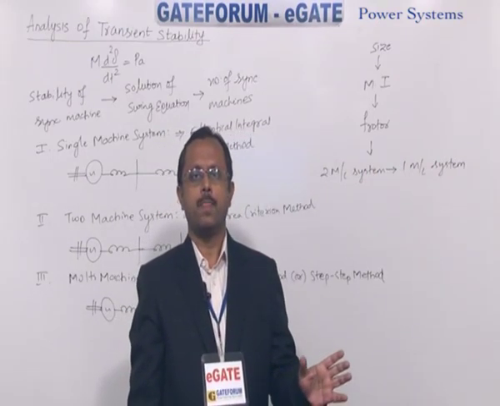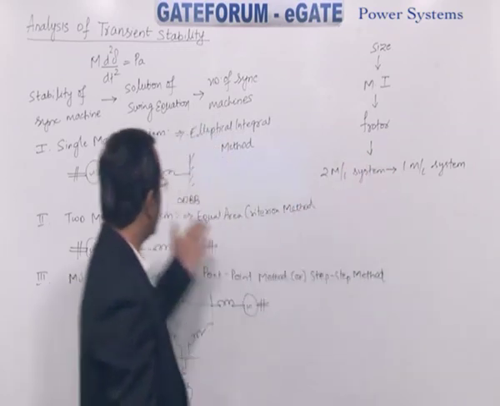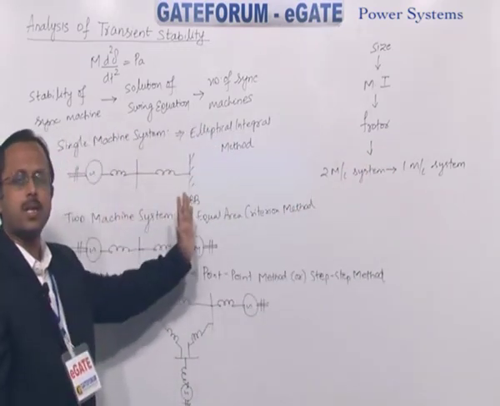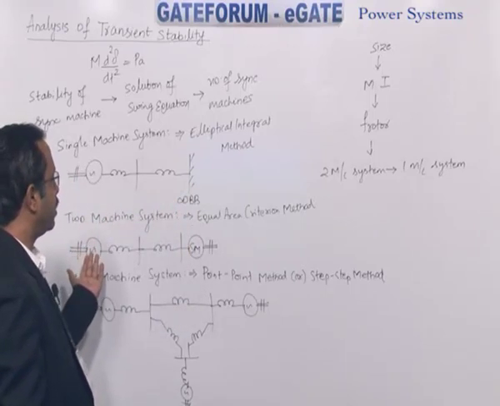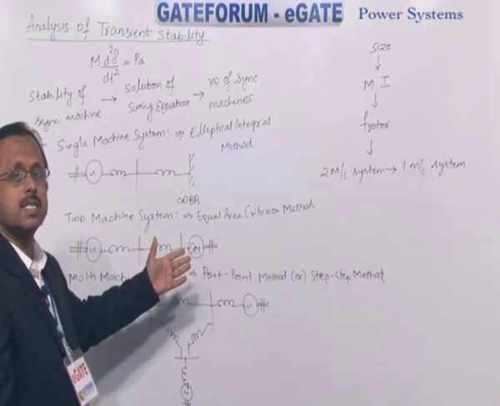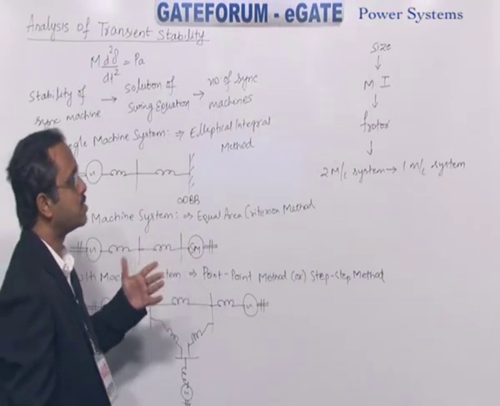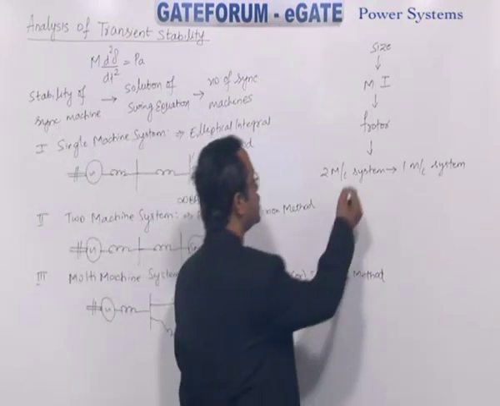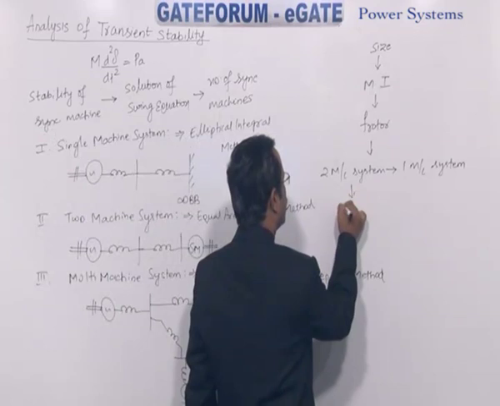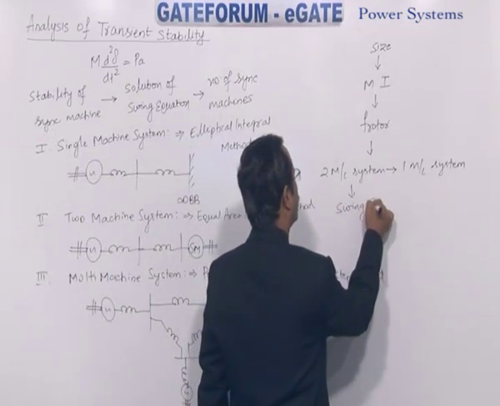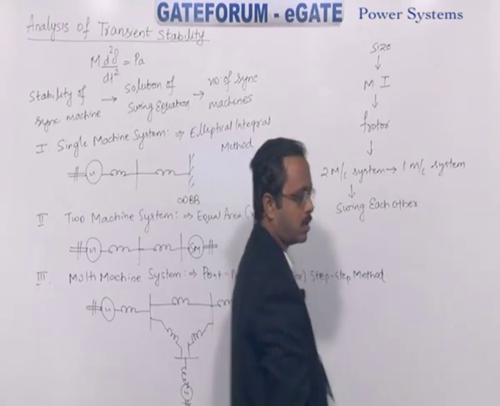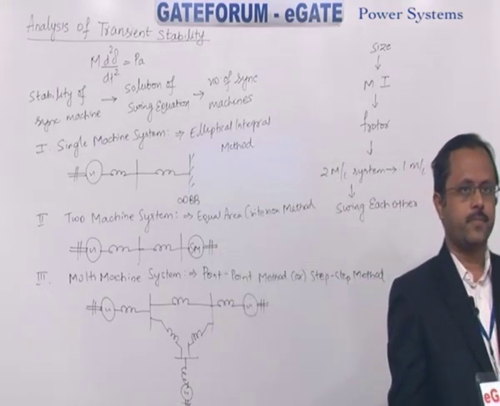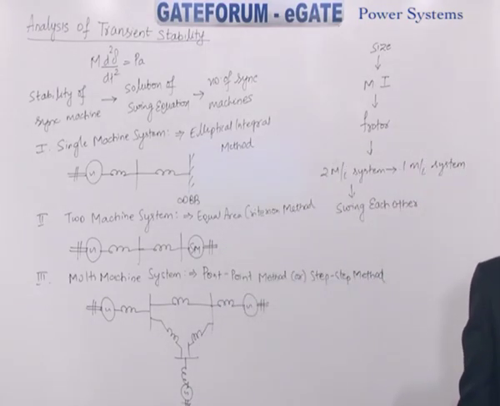That is, if synchronous generator is stable, then synchronous motor is stable. If synchronous generator is unstable, then synchronous motor is unstable. That is, you say that both machines swing together. So this is the analysis of a two machine system.